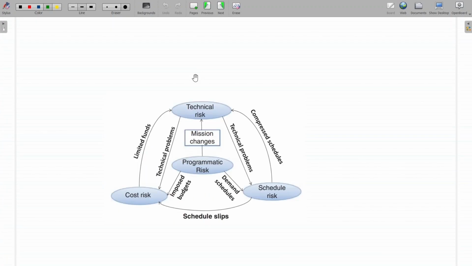This figure illustrates the major interactions between the four risk categories: technical, cost, schedule, and programmatic. The arrow labels indicate typical risk relationships, others are possible. The risk management process is used to understand the potential cost, schedule, and performance, that is, technical risks associated with a system, and then take a proactive, structured approach to anticipate negative outcomes and respond to them before they occur.